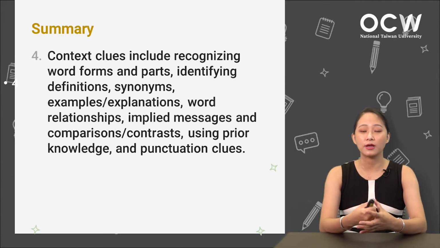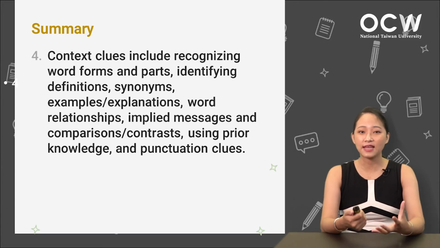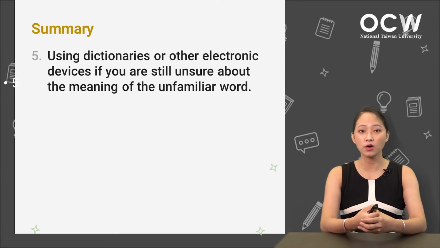Fourth, contextual clues include many aspects. It includes you recognizing different word forms, word parts, and different usages, identifying definitions or synonyms, examples with explanations, word relationships, implied meanings, as well as comparison and contrastive signal words. It may also include using your prior knowledge or even punctuation marks to help you achieve your goal today. At the end of the day, if you're still unsure how a certain word is used, what its exact meaning is, you can always use a dictionary or other technological device to assist you.